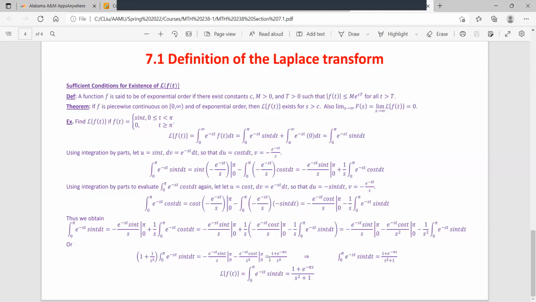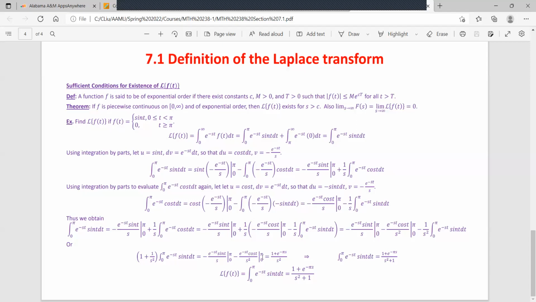Okay, and when you do that, this can be easily evaluated. For the first term, when you plug in pi and 0, sine pi and sine 0 are both 0. So the first term actually vanishes. And for the second term, you get cosine pi minus cosine 0. Cosine pi is negative 1, cosine 0 is 1. Actually, you have to plug in pi and 0 for t also.